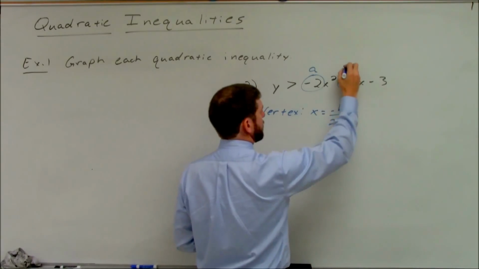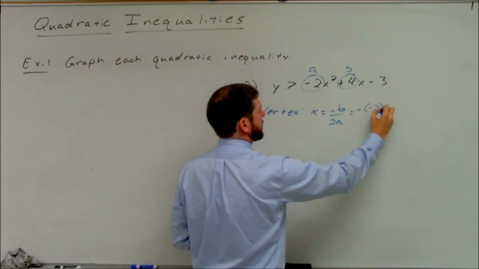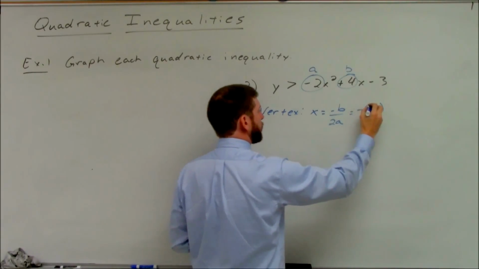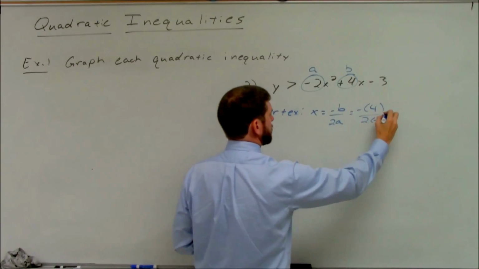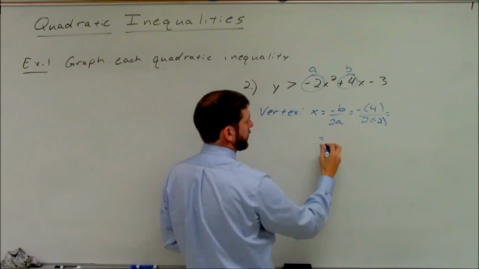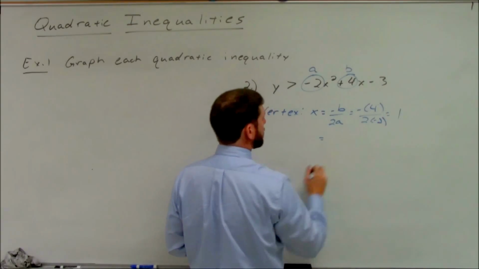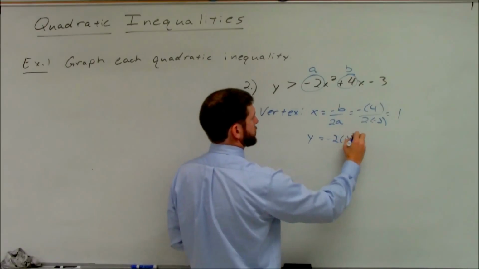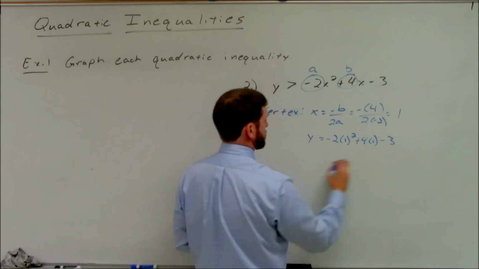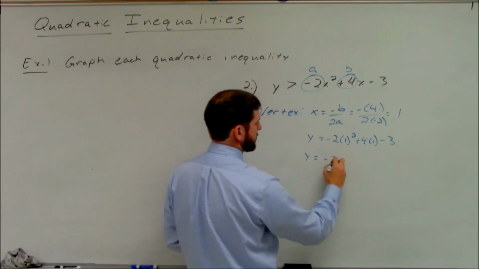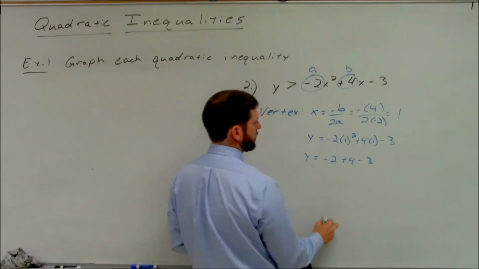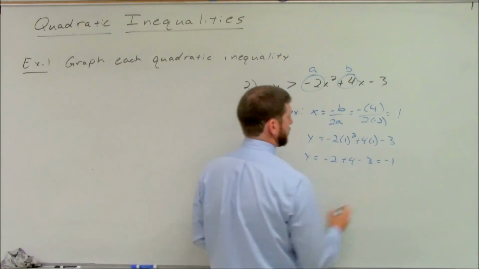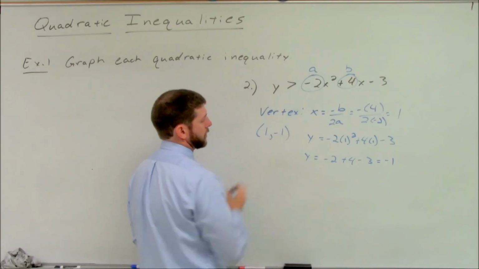Well, there's a, there's b, so that's negative 4 over 2 times negative 2. So we're going to get negative 4 over negative 4, which is positive 1. Now we want the y coordinate by plugging that in. So negative 2 times 1 squared plus 4 times 1 minus 3. 1 squared is 1, so that's negative 2. 4 times 1 is 4, minus 3. Negative 2 and negative 3 is negative 5, plus 4 is negative 1. So there's our vertex, 1, negative 1.